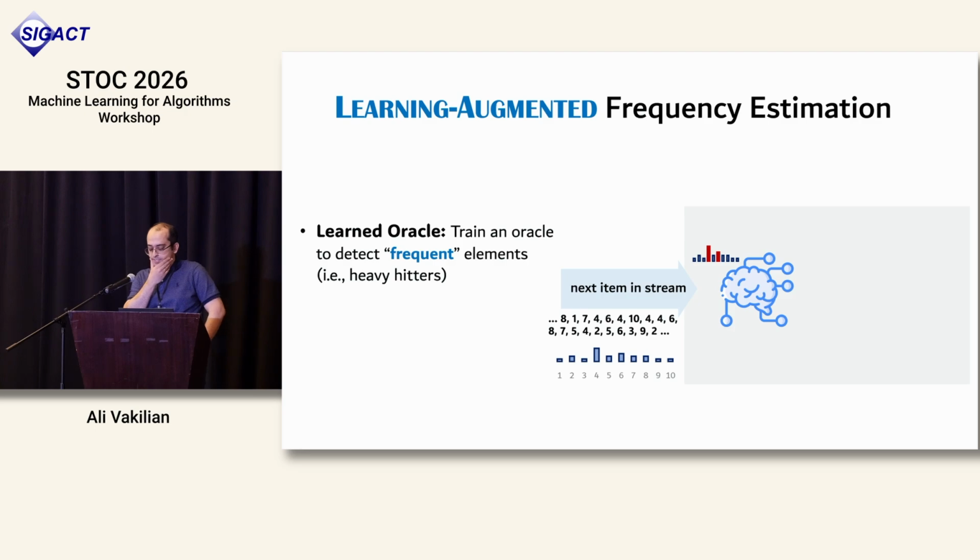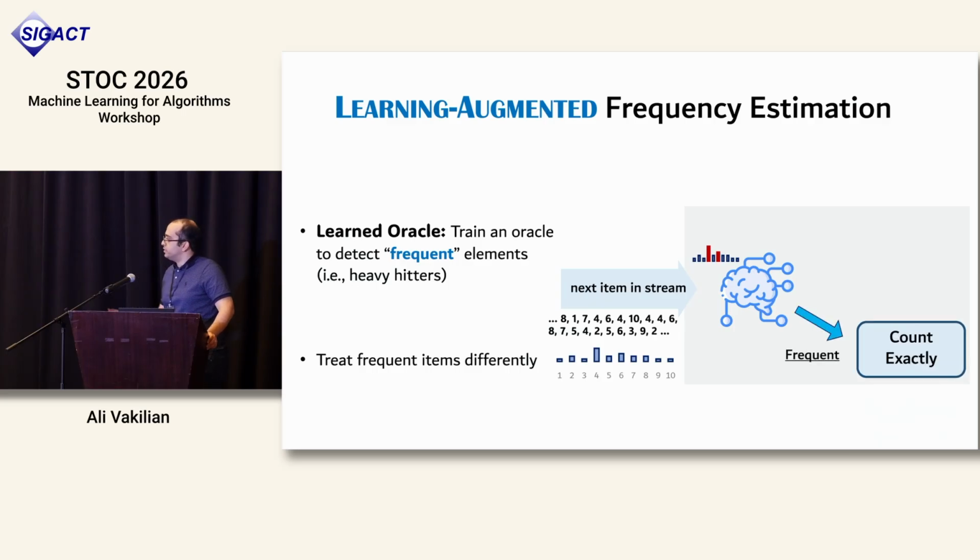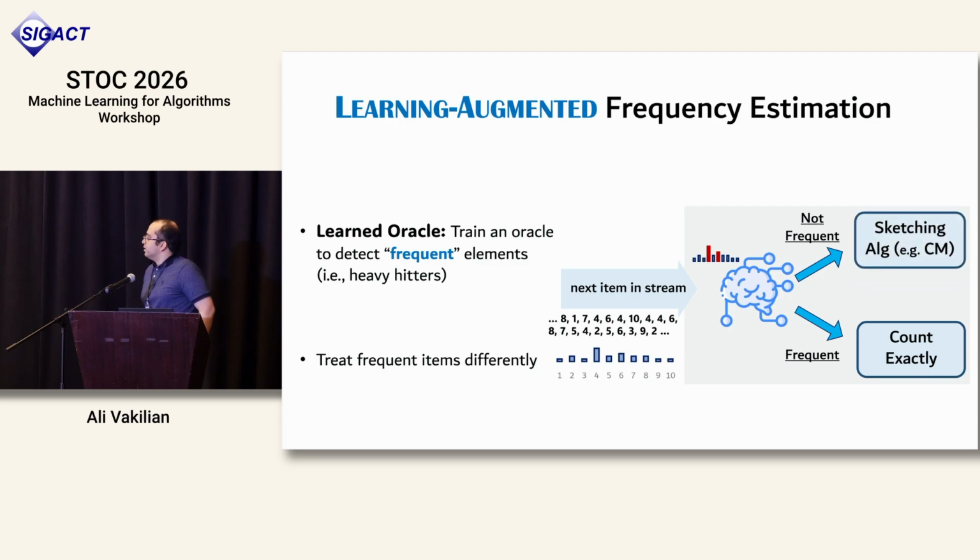Once we have this machine learning oracle, when we are processing the next item in the stream, we first feed it to the oracle and ask whether it's a frequent item or not. Depending on the answer of the oracle, we are going to treat the item differently. If it's frequent, then we will count its frequency exactly, so we allocate a separate word of memory to count its frequency exactly. Otherwise, if it's labeled as non-frequent, we will feed it to the sketching algorithm, let's say count mean or count sketch, just a regular sketching algorithm.